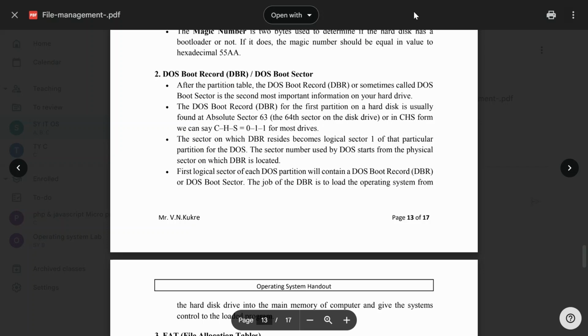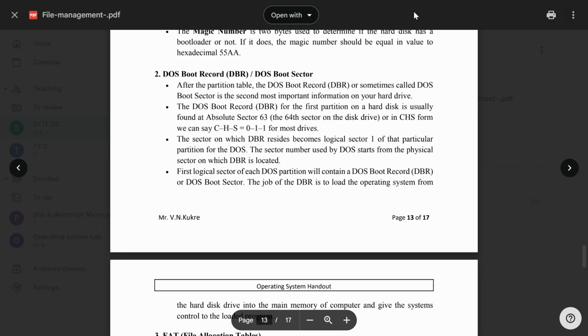The sector numbering used by DOS starts from the physical sector on which the DBR is located. The first logical sector of each DOS partition will contain a DOS boot record or DOS boot sector.